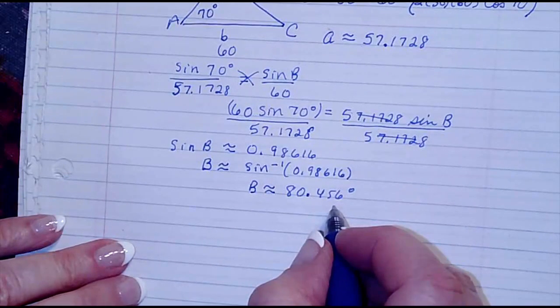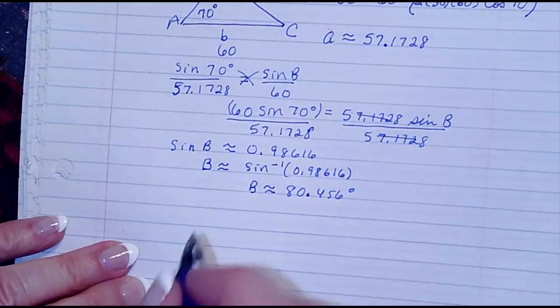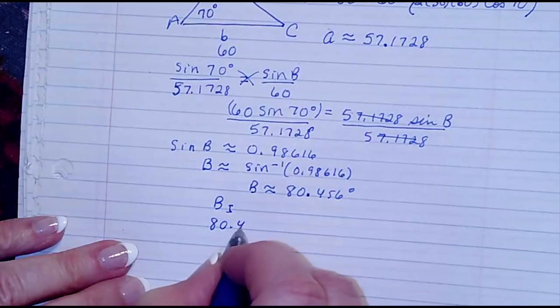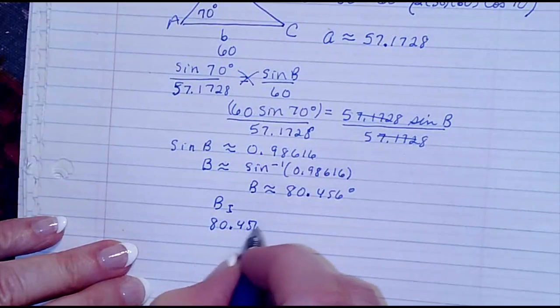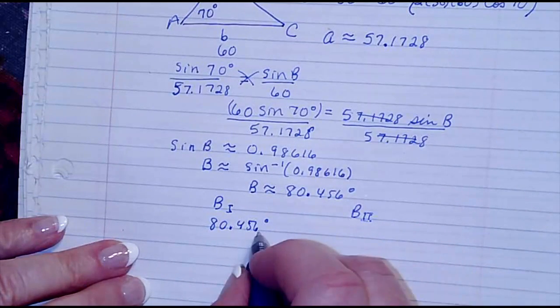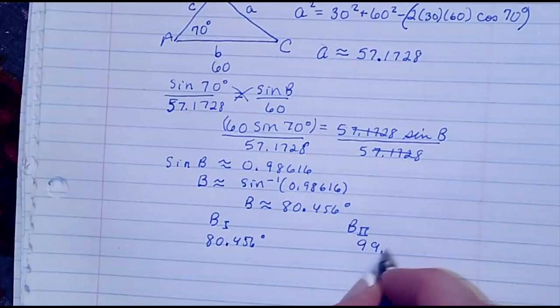Now we potentially have a first quadrant and a second quadrant angle. So the first quadrant angle, B1, is 80.456. And for quadrant 2, we're going to take this and subtract from 180 to get our quadrant 2 angle. So I get 99.544.